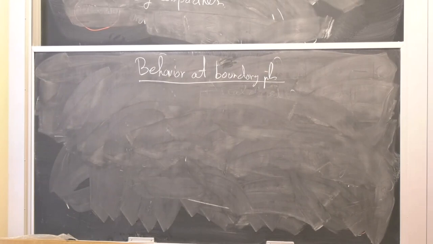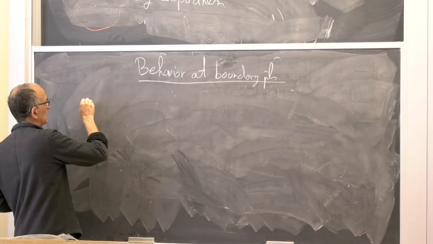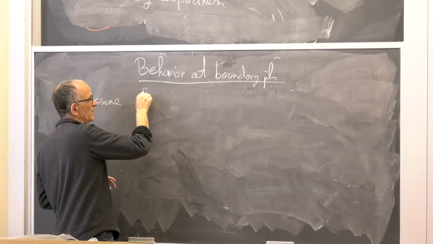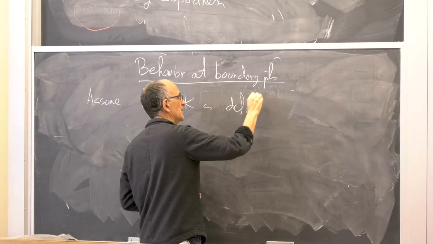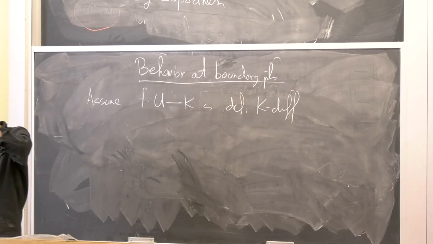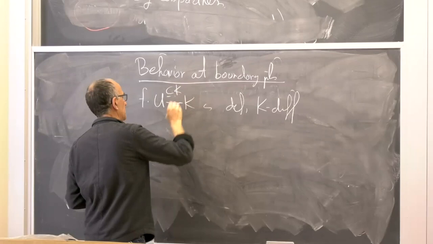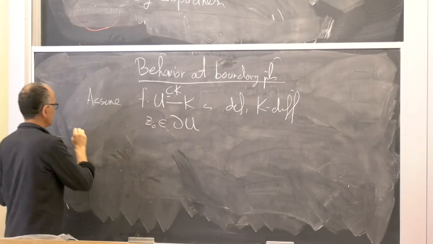So, what is the setting here? Now we move to the general setting. Assume F from U to K is definable and K differentiable. And I want to look at what happens on the boundary of U, and Z0 belongs to the boundary of U.